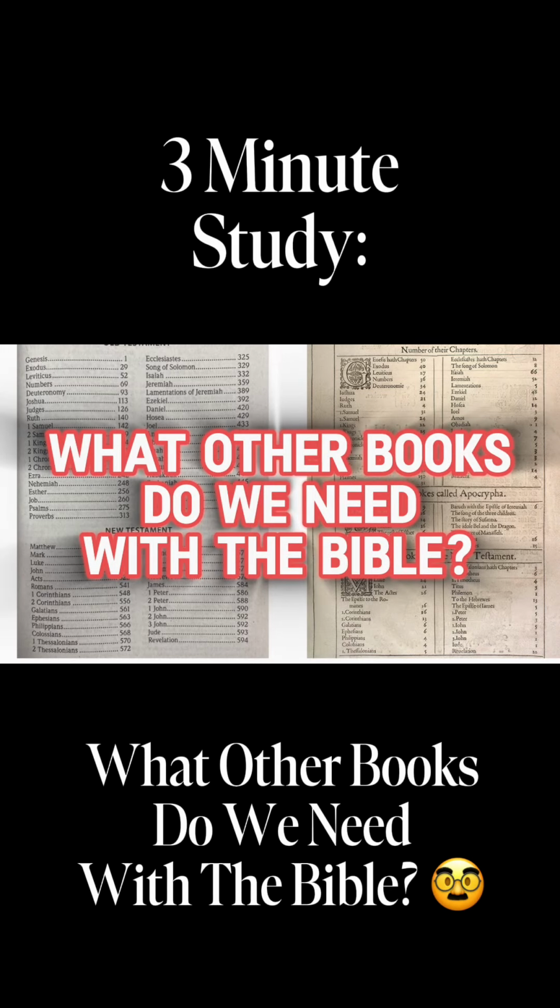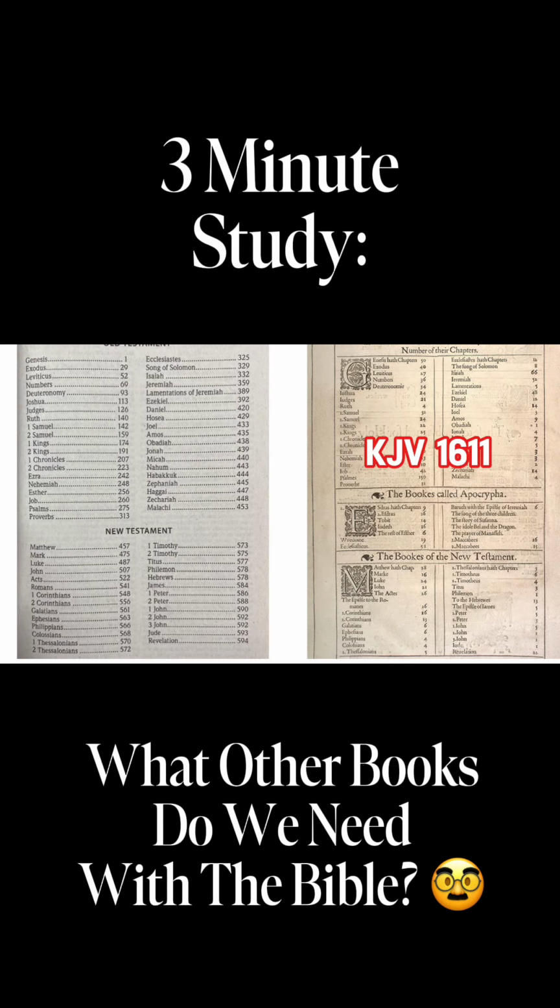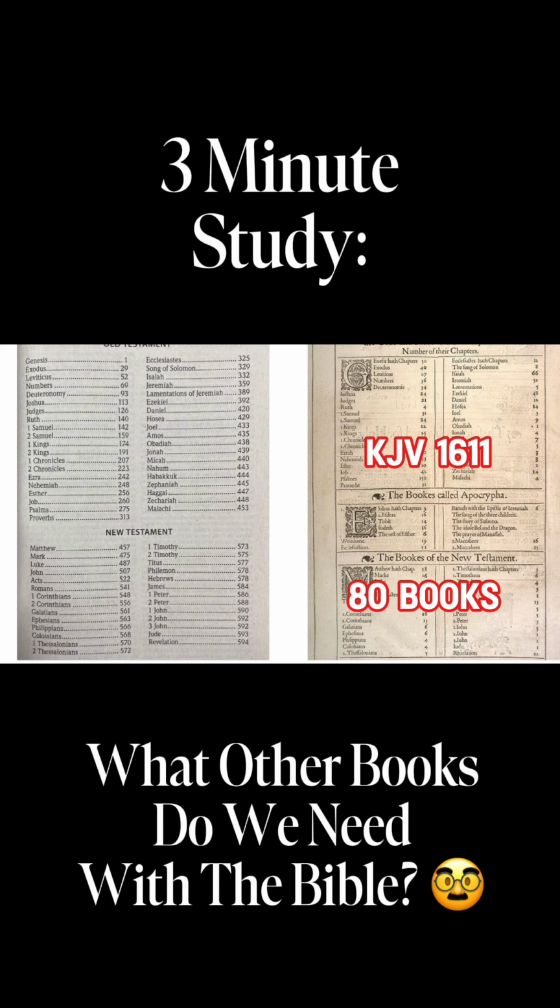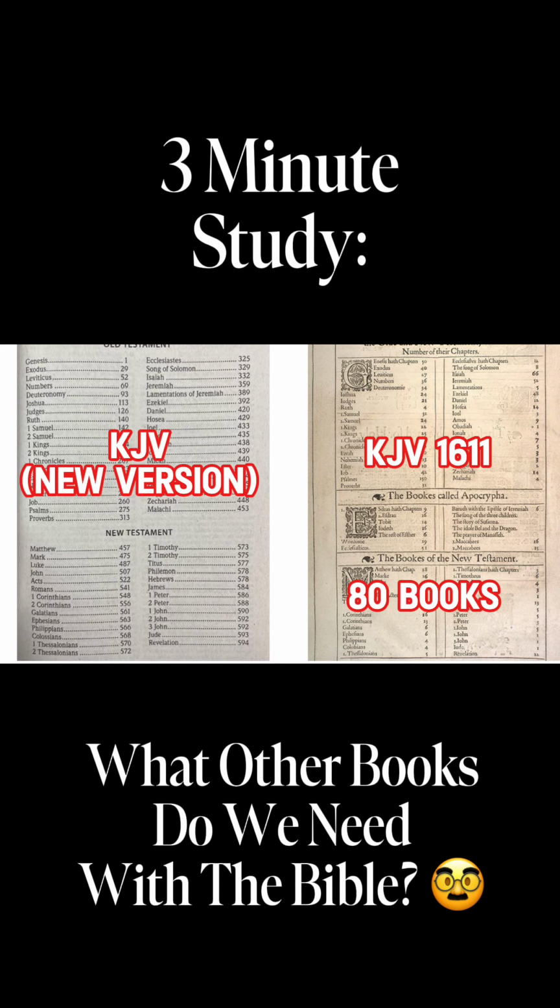What other books do we need with the Bible? Let's start with the Bible. The KJV 1611 was created in the year 1611. It has 80 books in it. The KJV versions that we see today only have 66 books in it.